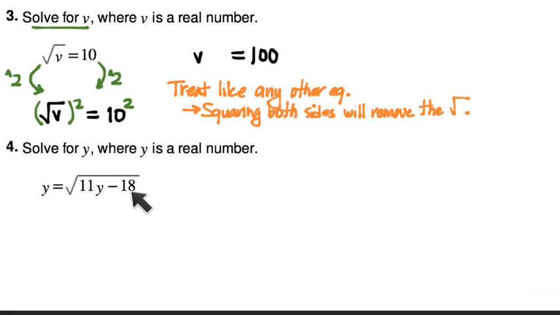What's another thing that should cause us a little indigestion when we look at problem 4 that didn't happen in problem 3? Yeah, the variable shows up in two places. It shows up on both sides of the equation, left-hand side and right-hand side. So whatever we do is going to have to account for both occurrences of the y.